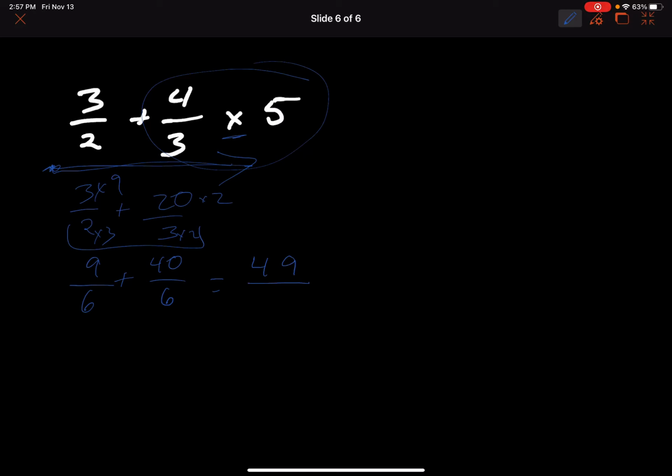49. And then I can divide 49 by 6. So what is the closest? So what I would do is 6 times 6 is 36, plus another 6 is 42, plus another 6 is 48. So that's pretty close, right? So that is going to give me 8, and that's 6, and that is going to be 8 1/6.